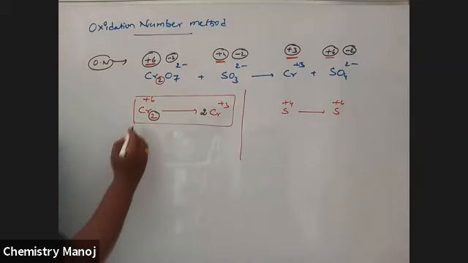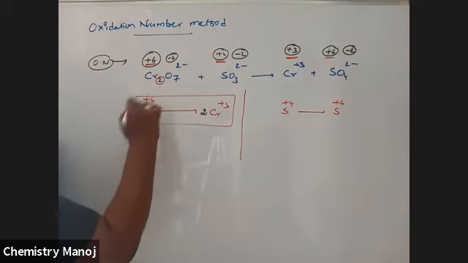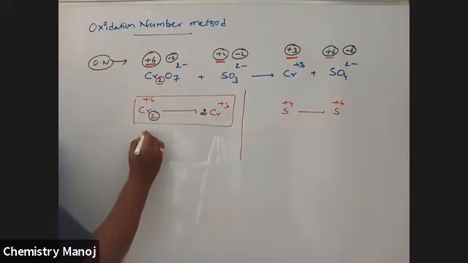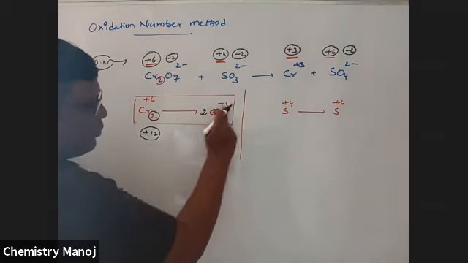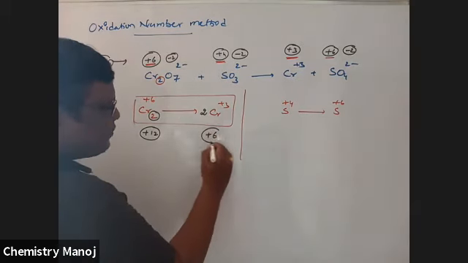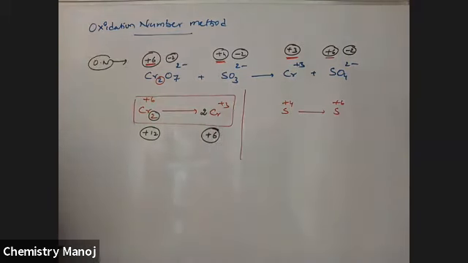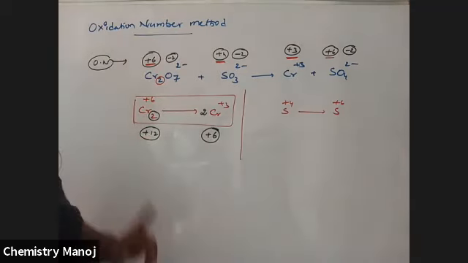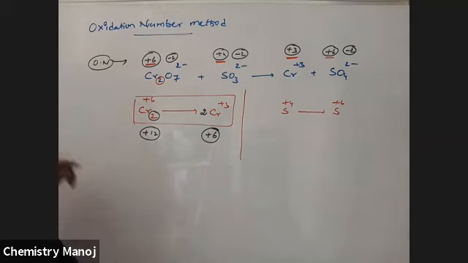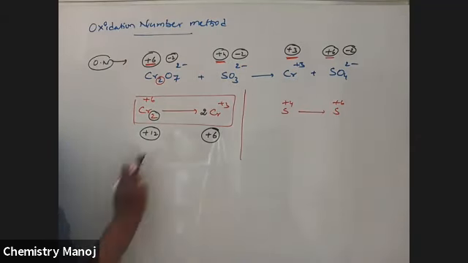Now, what is the total charge on the left side? That is 2 into +6, so +12 is the total charge. Here 2 into +3, that is +6 is the total charge. Next, here the total charge is +12 on the left and +6 on the right.